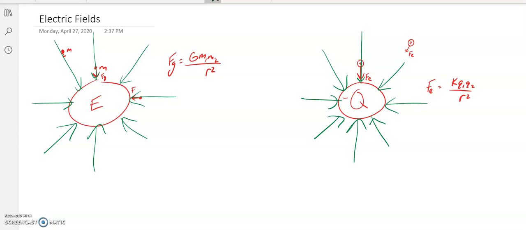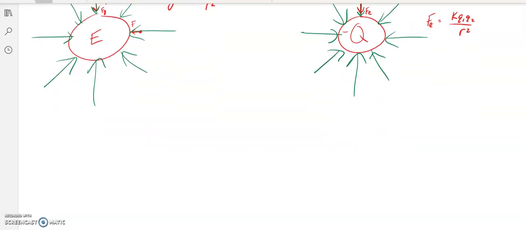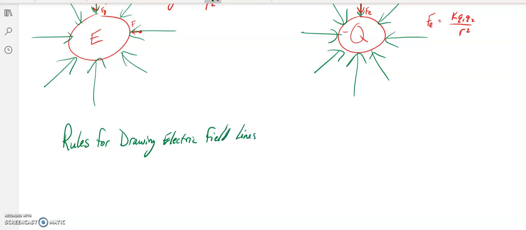Now, there are some rules for drawing field lines. Let's get into those now, and then we'll go over some examples of each. So don't get overwhelmed with seeing these rules. There's 5 of them. I'll explain each one as we go. So, rules for drawing electric field lines. Sorry for my penmanship.